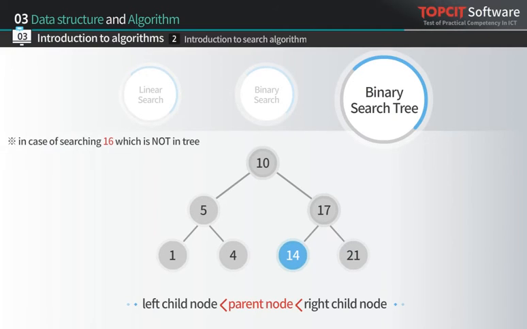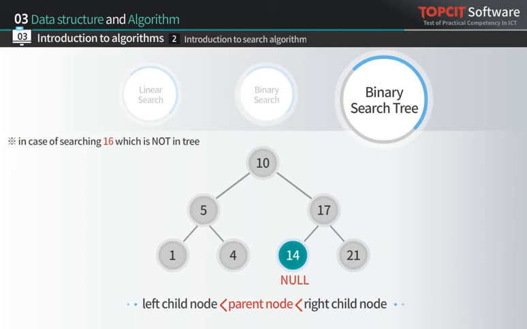If you want to find the data 14, it is greater than the root node 10, so it will be compared with the right child node 17. Because the data 14 we want to find is less than 17, look at the left child node. When the value you want to find is matched by comparison, the search is ended. In this case, the data you are looking for is in the tree.